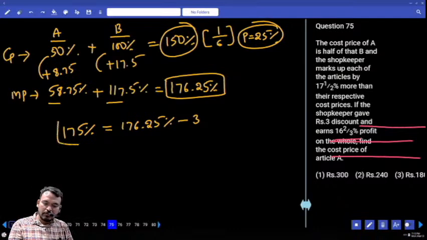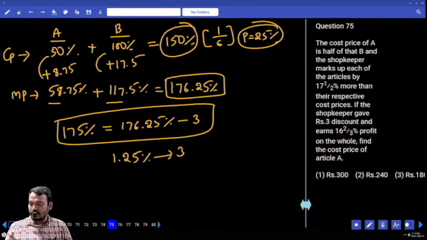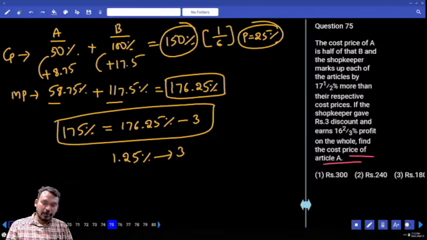What is the difference between 175 and 176.25? 1.25%. That is equal to how many rupees? 3 rupees, sir. But which one do we require? Cost price of article A. How much percent do we need? 50% value.